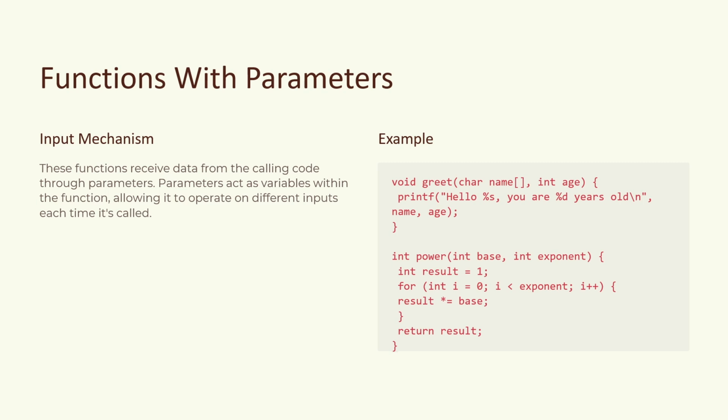The second example is power. Here we are going to take two parameters, base and exponent. The function is going to calculate the power using inputs provided during the function call.